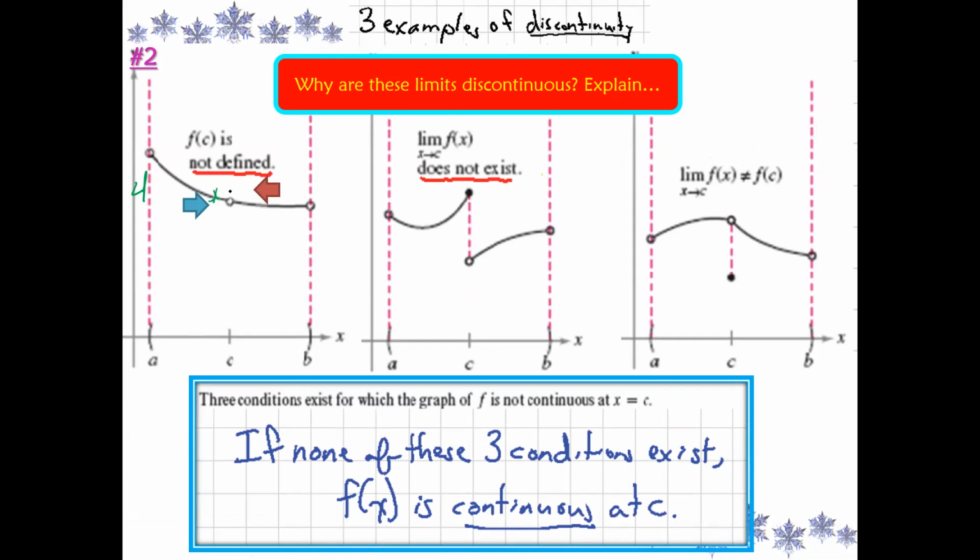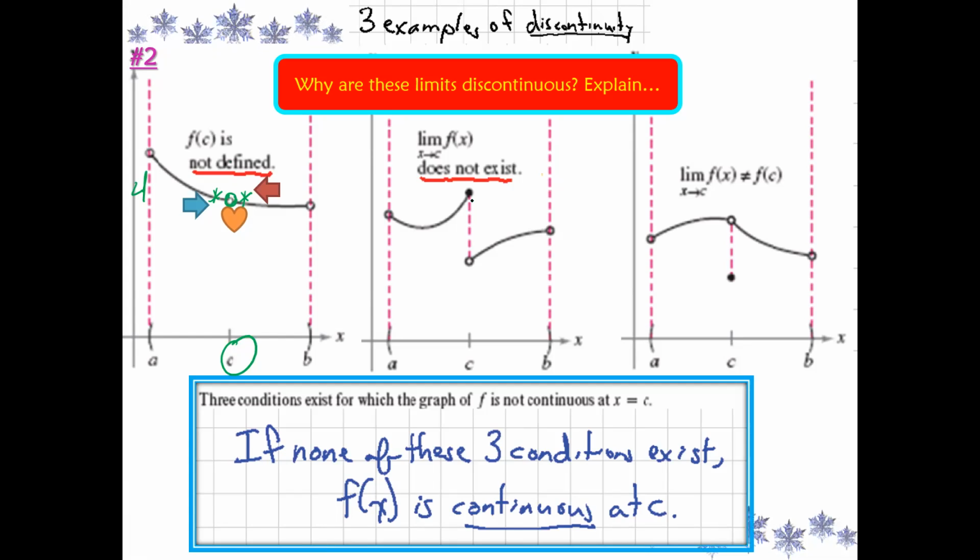As I'm approaching on the right side, still continuous, it's still 4. However, if I look at exactly as x is equal to c, it's empty. So unfortunately, all 3 conditions are not met, so it's not defined.